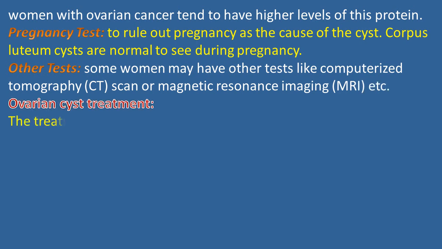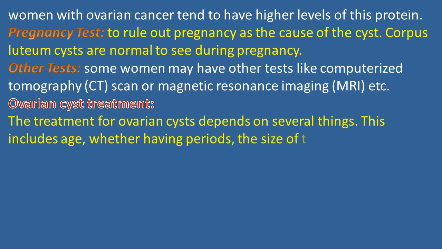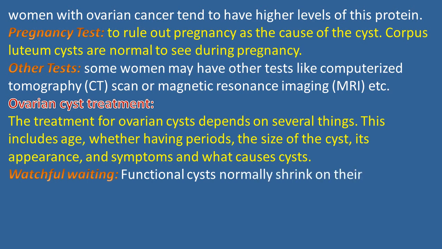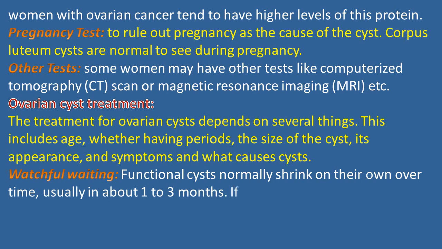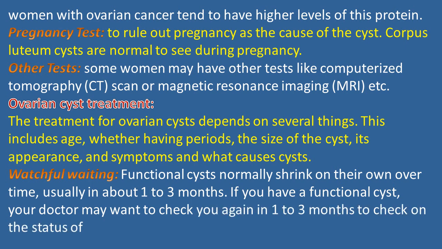Ovarian cyst treatment. The treatment for ovarian cysts depends on several things. This includes age, whether having periods, the size of the cyst, its appearance and symptoms, and what causes cysts. Watchful waiting. Functional cysts normally shrink on their own over time, usually in about 1 to 3 months. If you have a functional cyst, your doctor may want to check you again in 1 to 3 months to check on the status of the cyst.